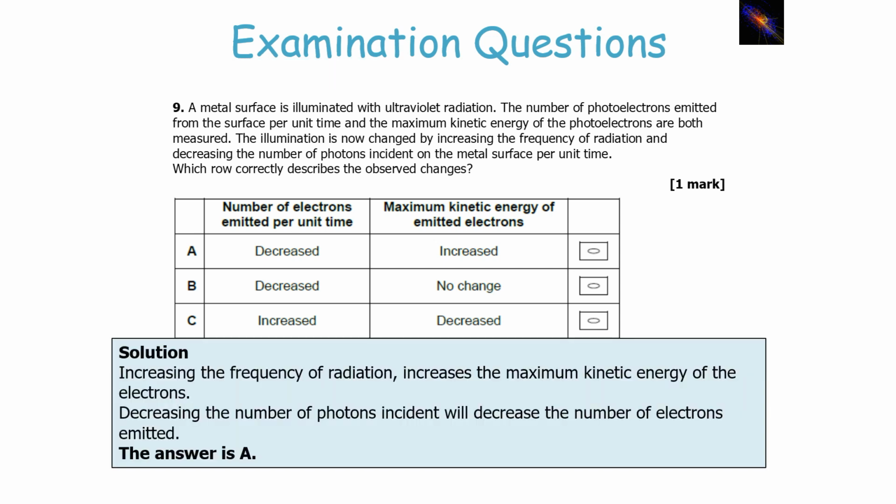So increasing the frequency of radiation increases the maximum kinetic energy of the electrons, while decreasing the number of photons incident will decrease the number of electrons emitted. So our answer is A.